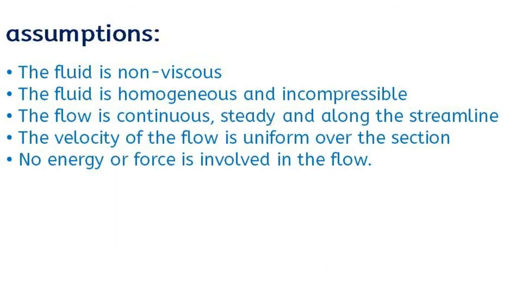Euler's equation is derived based on some assumptions. The fluid is non-viscous. That means the frictional losses are zero. The fluid is homogeneous and incompressible. That is, the mass density of the fluid is constant. The flow is continuous, steady and along the streamline. That means velocity at any time is fixed.